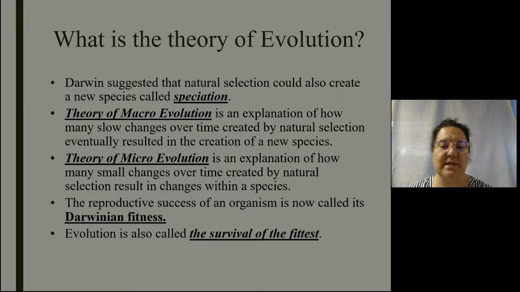And the reproductive success of an organism is now called Darwinian fitness. So again, the likelihood of an organism to survive and pass on its traits to the next generation. So you'll often hear evolution also called survival of the fittest, and fittest means most likely to survive to breed.